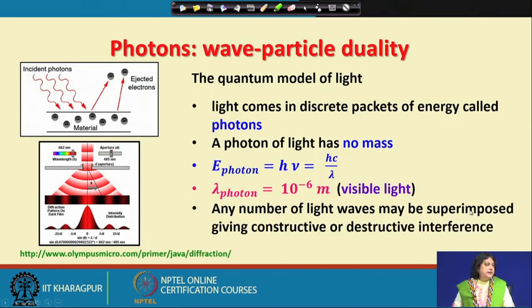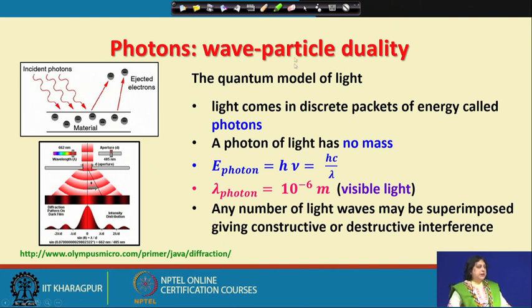Now, let us look at what happens in the case of photons. We know that light, when it shines on any particle, any surface or any matter, we generally understand light as an electromagnetic radiation which is associated with wave nature.